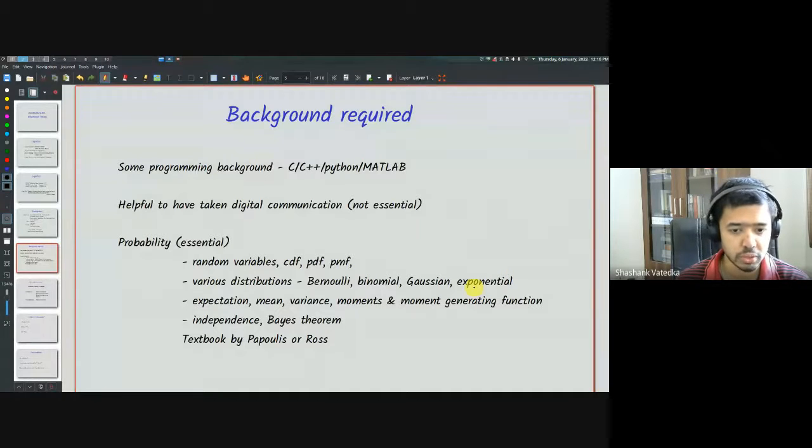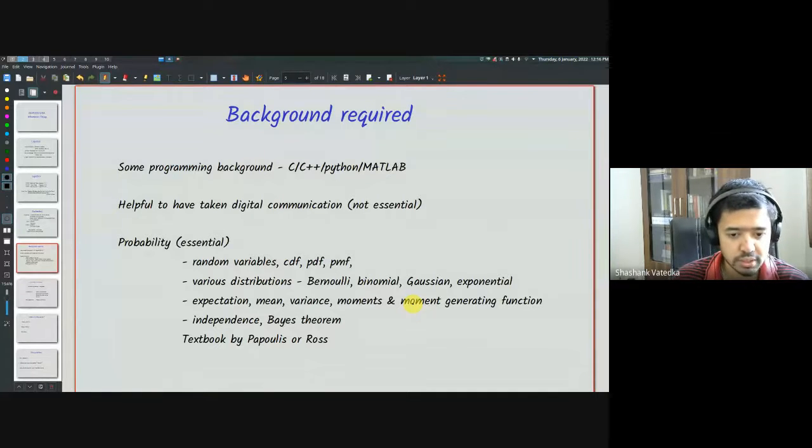And you should know what expectation is, how you compute the mean, variance, and moments, and the moment generating function for random variables. You should be comfortable with the definitions of these concepts and how to solve basic problems. Nothing too advanced is required. You should know what independent events are and what is Bayes' theorem. So it's a good idea to refresh your probability concepts.